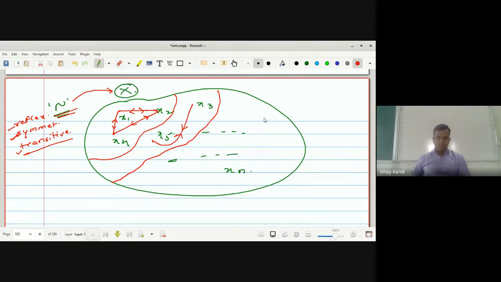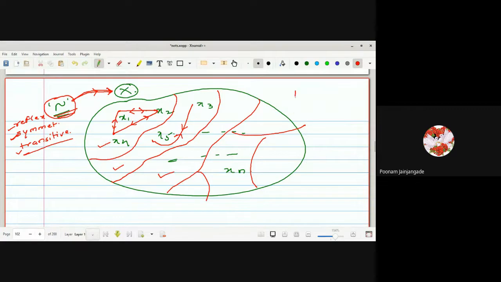That means if this is an equivalence relation on set X, because of this equivalence relation we can partition this set X. Is it correct? Some such partition gets formed in it. Is it correct? Yes, sir.